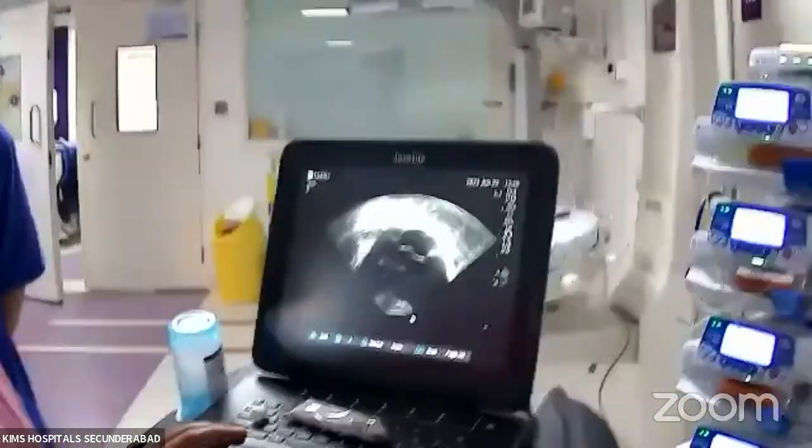So this is the first thing. You can measure the PA pressure like this. This is the first way to do it, and that will give only the systolic pressure. Now what will we do?